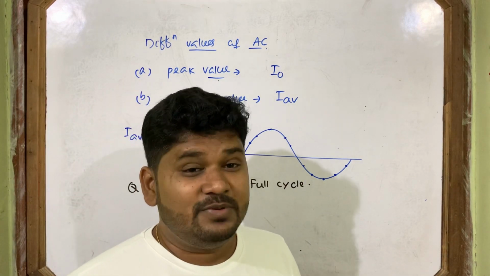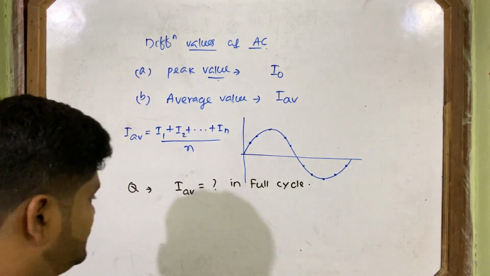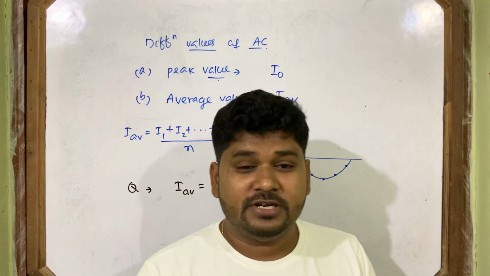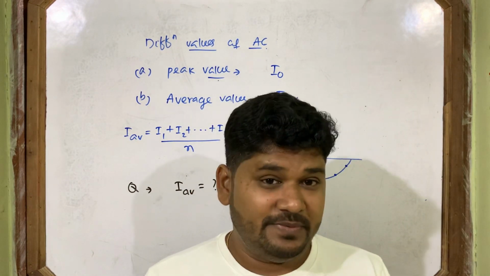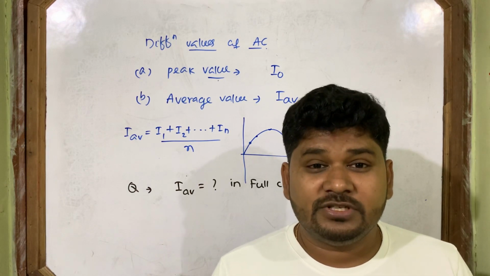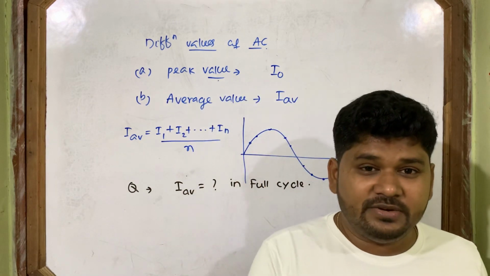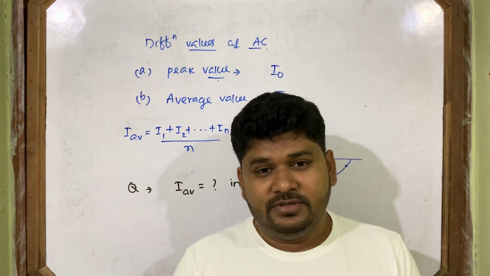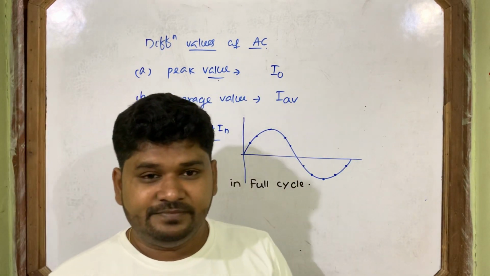So the average value in a full cycle you will get 0. Remember, we'll never find the average value of alternating current in a full cycle, because if we find it, we'll get 0. Then how will we compare how much current is passing in this wire and how much in that wire? Always the value is 0. So there is nothing to discuss about the average value in a full cycle.